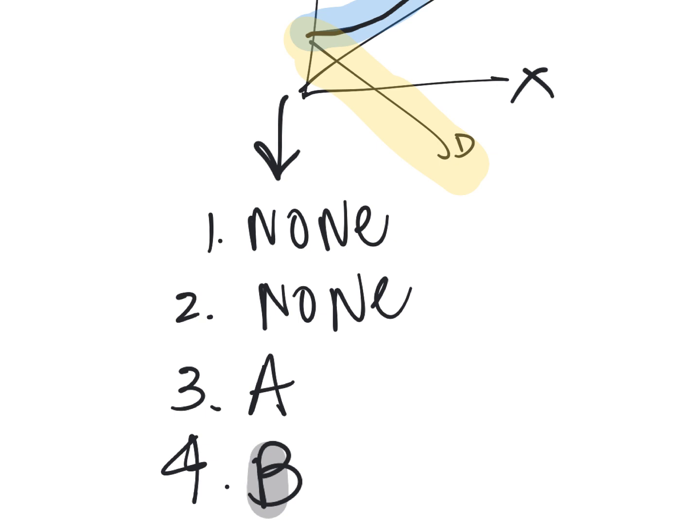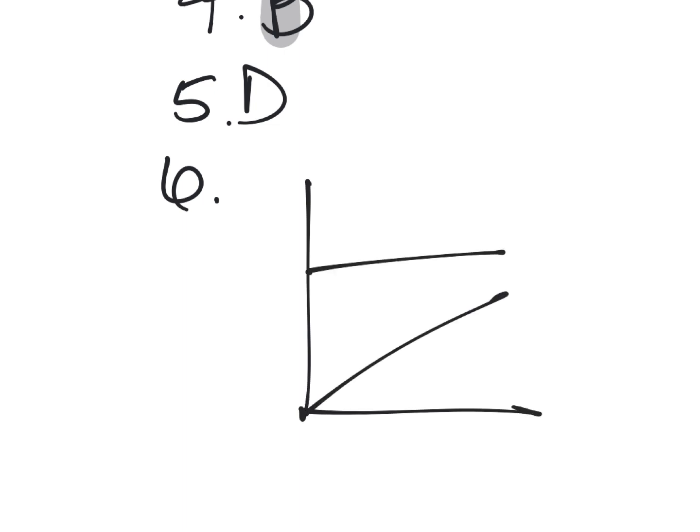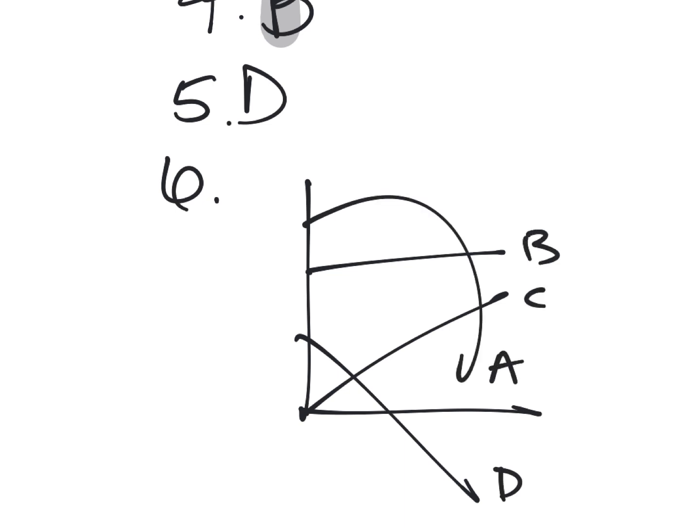And finally, a new graph is given similar to the first, except A is now going down, but B, C, and D remain the same. And it is asking which car is in the reverse direction. The reverse direction would be this vector.